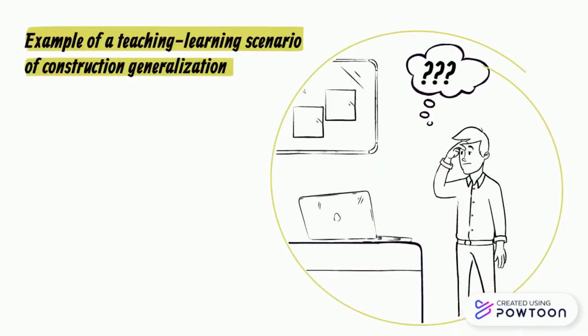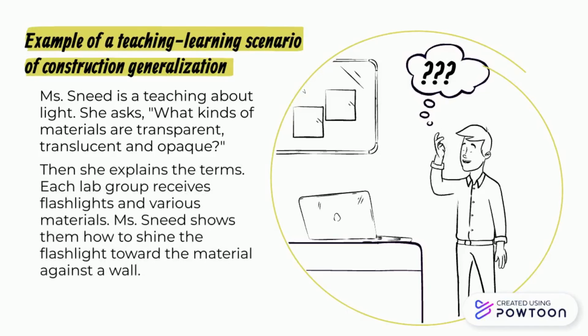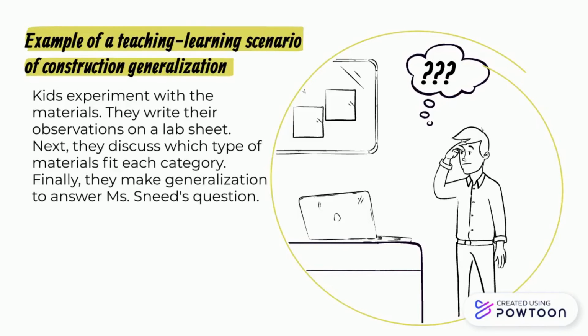Just like this example of a teaching-learning scenario on constructing generalization. Miss Need is teaching about light. She asks what kinds of materials are transparent, translucent, and opaque. Then she explains the terms. Each lab group receives a flashlight and various materials. Miss Need shows them how to shine the flashlight toward the materials against a wall. Kids experiment with the materials. They write their observations on a lab sheet.